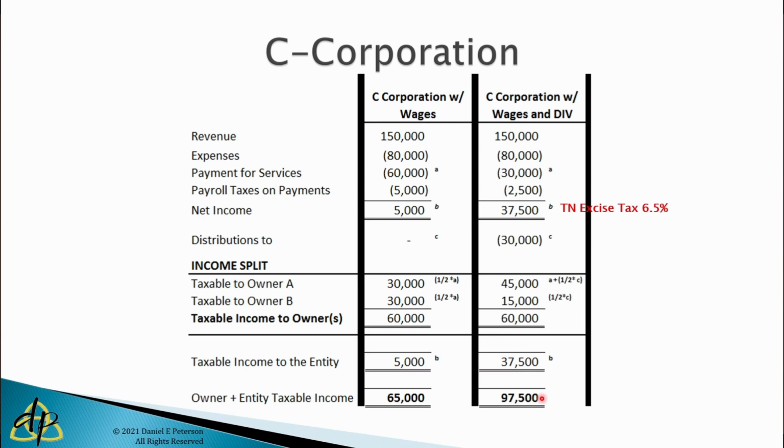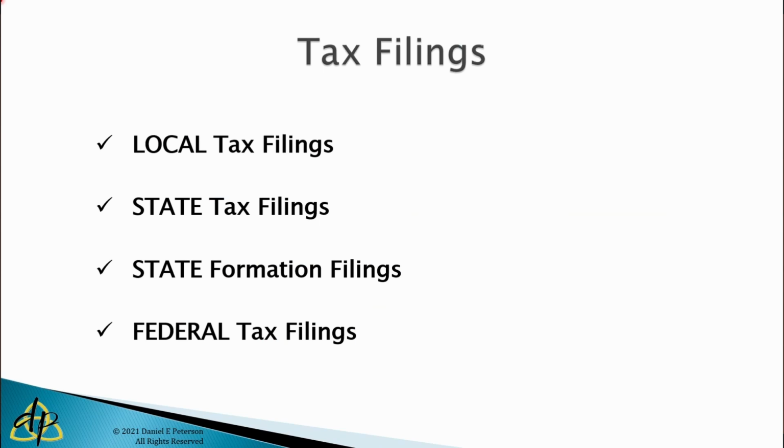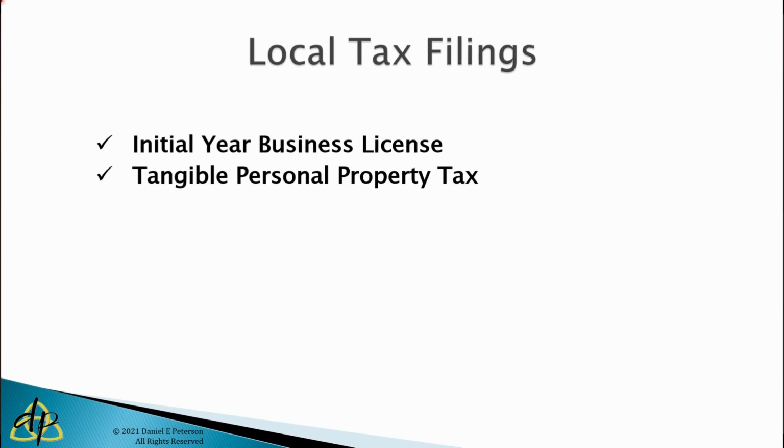All right, let's transition into your various tax filings that you'll be responsible for as a new business owner. Those will include your local tax filings, your state tax filings, your formation filings, and then additional federal tax filings. So in the first year you started your business, you obtained your business license. That generally signs you up for something called a tangible personal property tax return. And then each year you have to renew that county business and city business license.